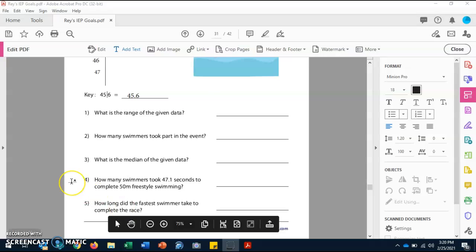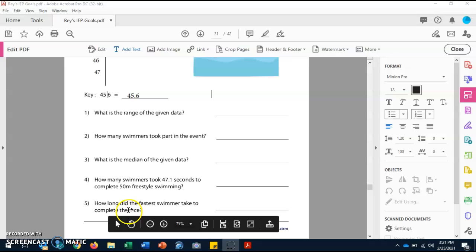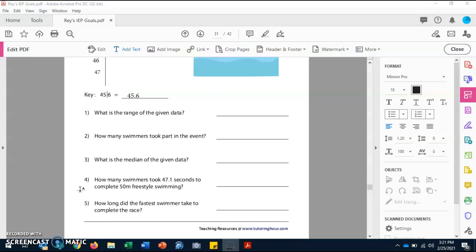So for question number 5, let's do it together. It is asking how long did the fastest swimmer take to complete the race? So the fastest would be that they took the least amount of time to complete the race. So it would not be the one that took the longest, because that would be the slowest swimmer.